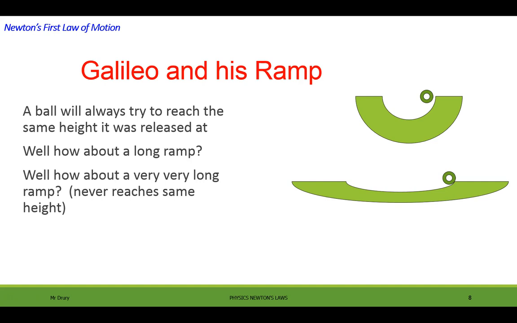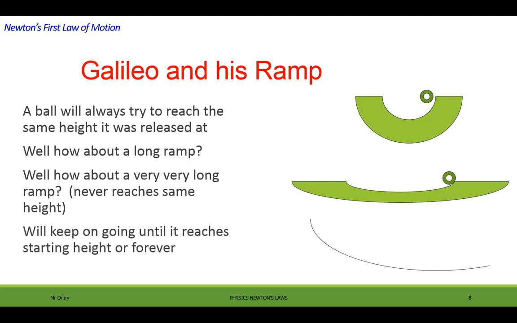How about a very, very long ramp? In other words, it never reaches the same height. Kind of like this one here. What should happen? Well, it should continue on forever because it can never reach the same height. So it's always trying to reach the same height, but it never can. So it keeps on going.